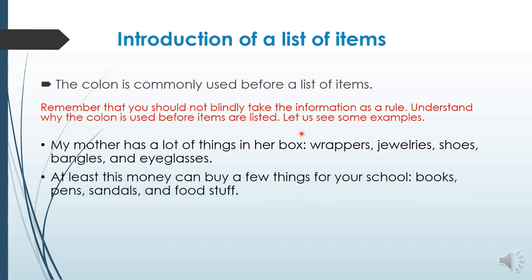At least this money can buy a few things for your school: books, pens, sandals, and food stuff. Look at where the colon is again. That is after the independent clause. Before the list of items, you have the colon.